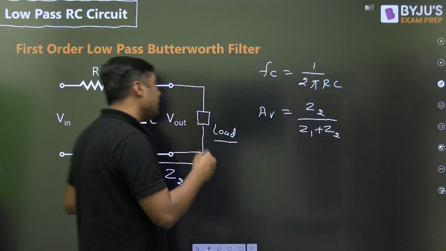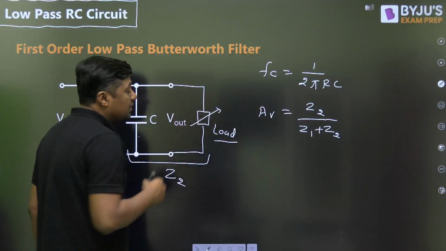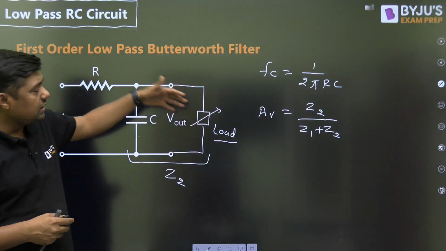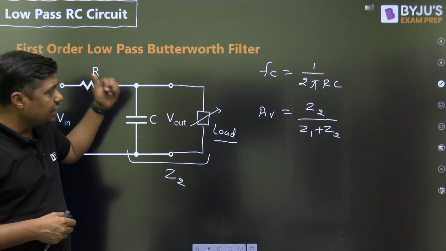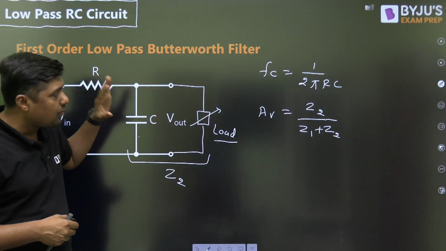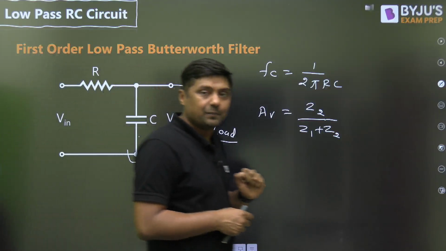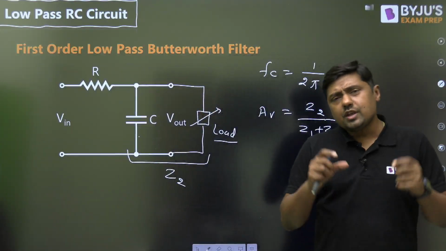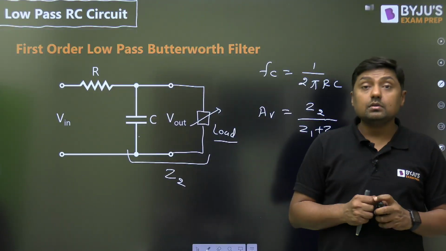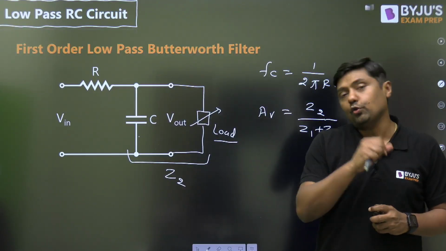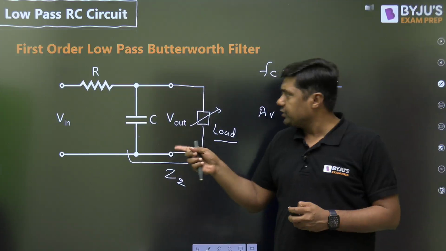If the load is variable, then again the problem is very big. Because when the load will vary, the cutoff frequency will vary, the magnitude of the gain will vary, each and every component, each and every parameters of this circuit will vary. Then how we can avoid this? Then we have to design what? Active filters.